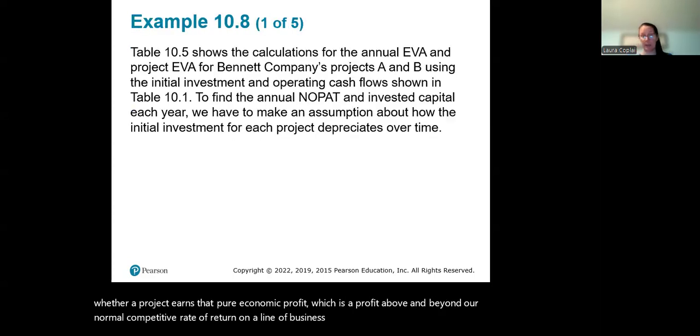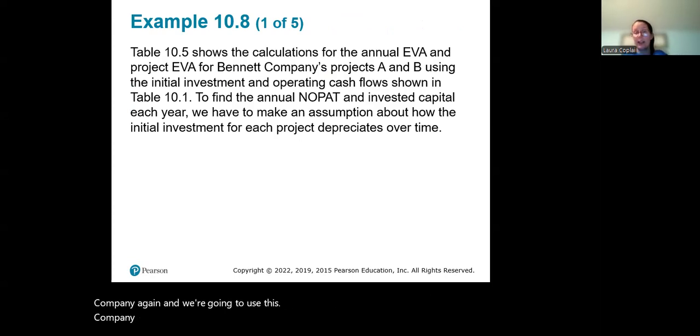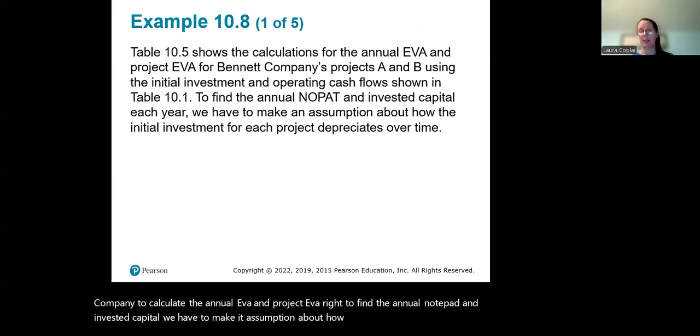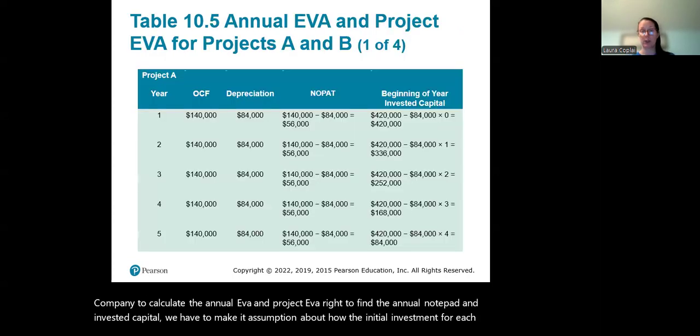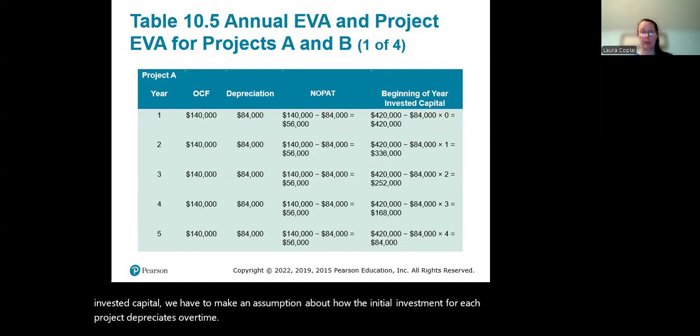So we're going to look at Bennett Company again, and we're going to use this company to calculate the annual EVA and project EVA, right? To find the annual NOPAT and invested capital, we have to make an assumption about how the initial investment for each project depreciates over time. So here is our table.